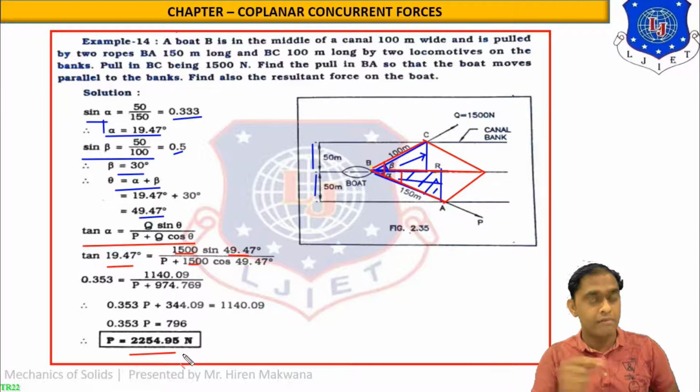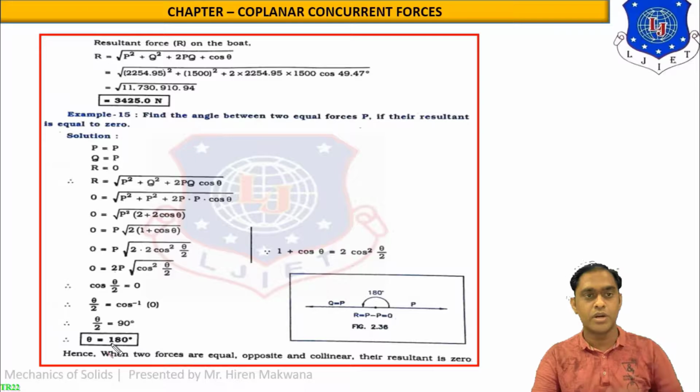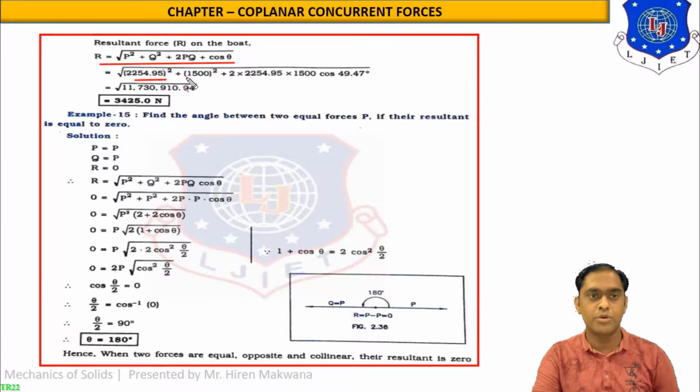Again remember, while doing the calculation after decimal point, you have to take 3 to 4 digits. Let us find resultant now. In the next page, what is resultant? R equal to under root of P square plus Q square plus 2PQ cos theta, in which P is available to you now. Q is already given in the figure, 1500.